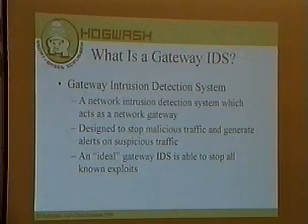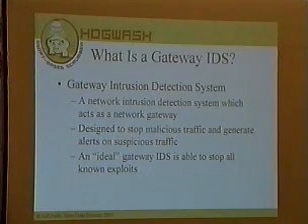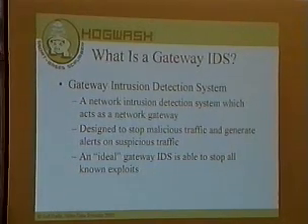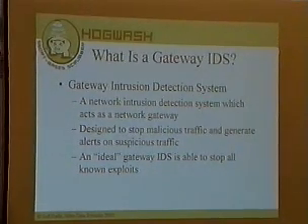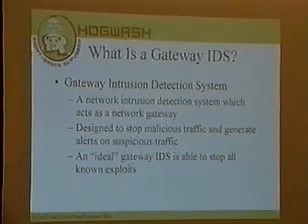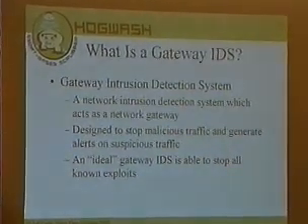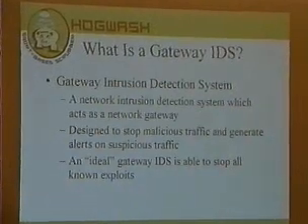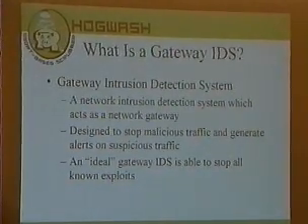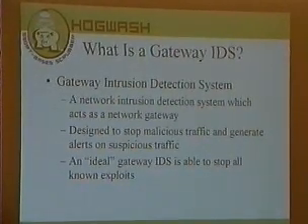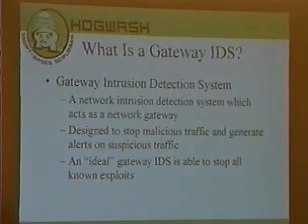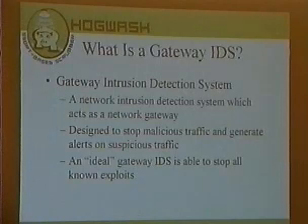So what's a gateway IDS? A gateway intrusion detection system is an intrusion detection system that behaves as a network gateway. In other words, it sits at the entrance to a network and analyzes the traffic as it goes through. The idea behind a gateway IDS is it goes a little beyond a firewall. A firewall is able to look at the destination and the destination port and where it's coming from, those sorts of things, and make a decision on whether or not the packet's allowed to pass through the firewall.